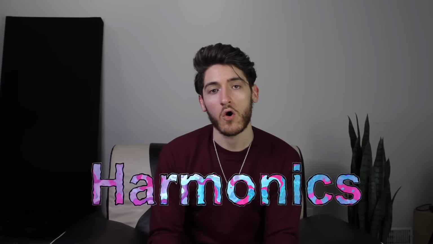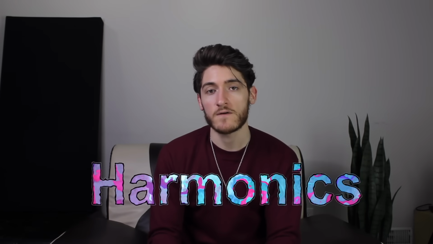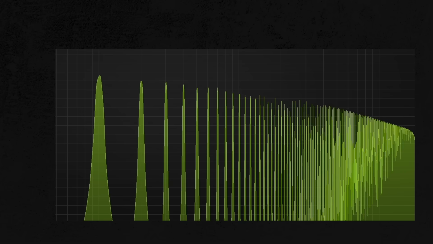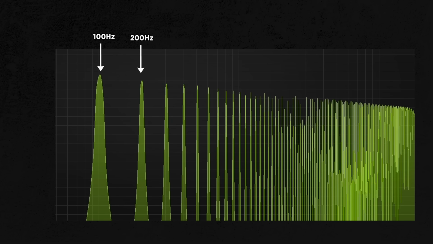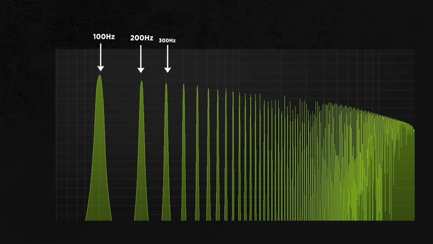When we change the shape of the wave, new frequencies are added to the sound. More precisely, harmonics are created. Harmonics are whole number multiples of the fundamental frequency. So for a wave with a fundamental at 100 Hz, the second harmonic would be 200 Hz, the third harmonic 300 Hz, and so on.